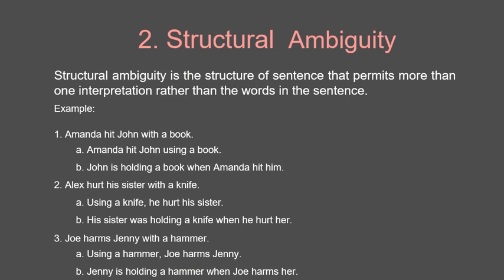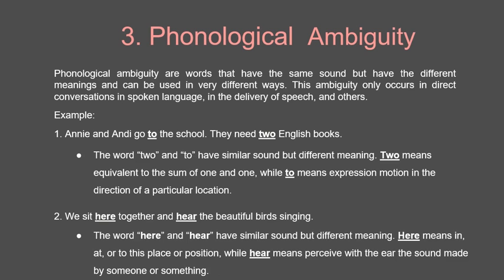To the next material, I would like to explain about phonological ambiguity. Phonological ambiguity is words that have the same sound but different meanings and can be used in very different ways. This ambiguity only occurs in direct conversations in spoken language, in the delivery of speech and others.